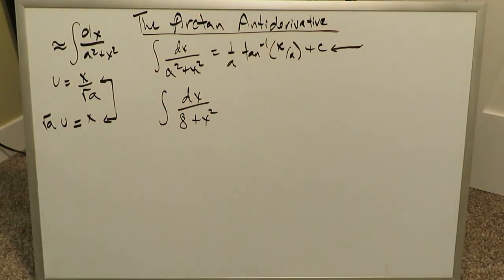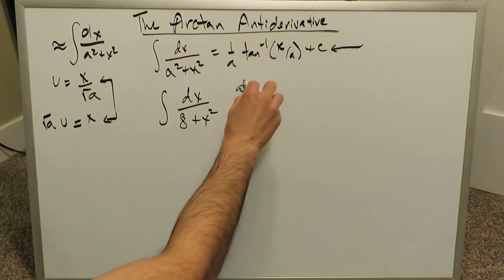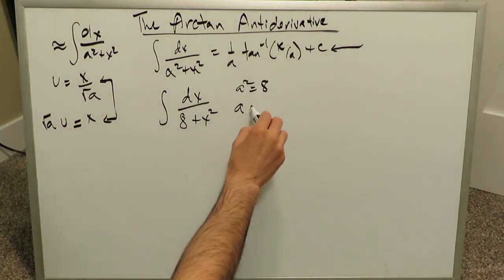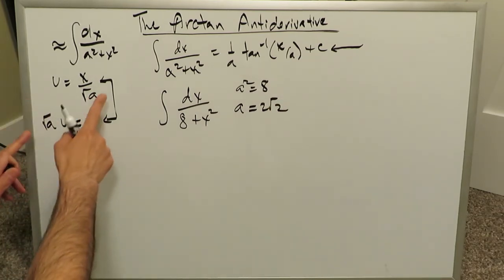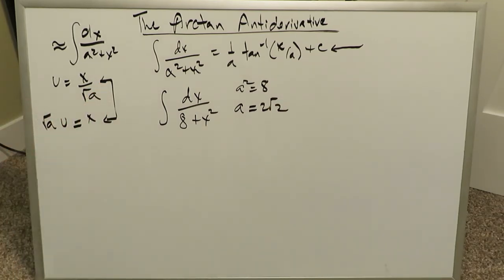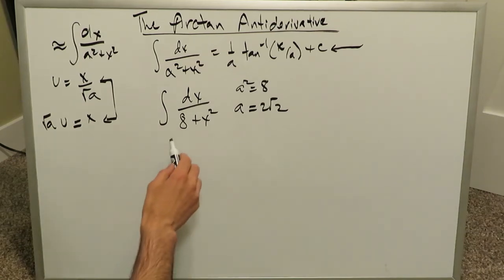dx divided by 8 plus x squared. We know over here a squared is represented by 8, so what must be the root of 8? It must be 2 root 2. And this 2 root 2 will play out into these a's that you see right over here, the root a's. So let's start with our first substitution.